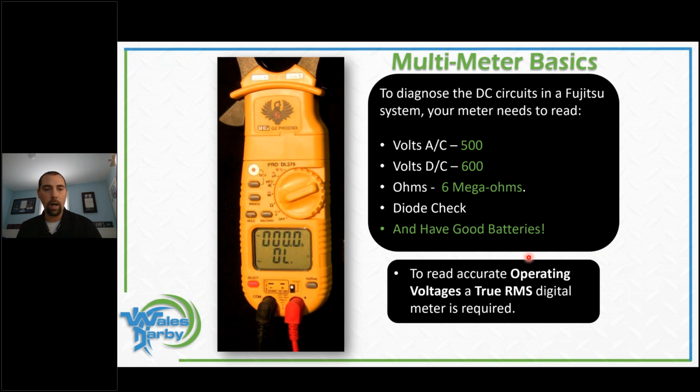If one's not working properly or we're not getting great readings, do you have a backup meter? If you're using your phone or tablet today, take a picture or a screenshot of this. This is what my multimeter needs to be able to do: volts AC, at least 500, DC, 600, ohms, at least 6 megaohms. It has to be able to do a diode check. And more importantly, that meter has to have good batteries.